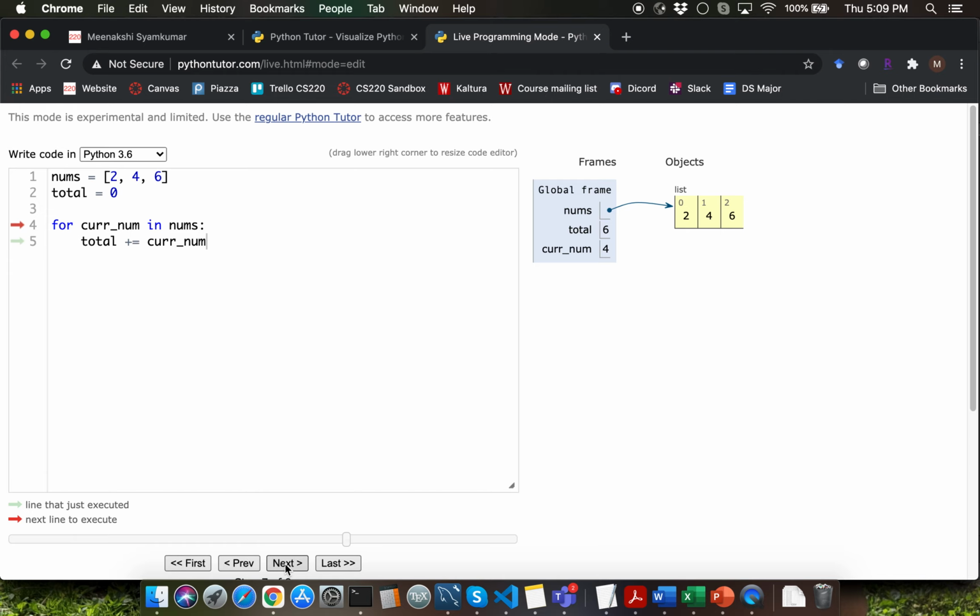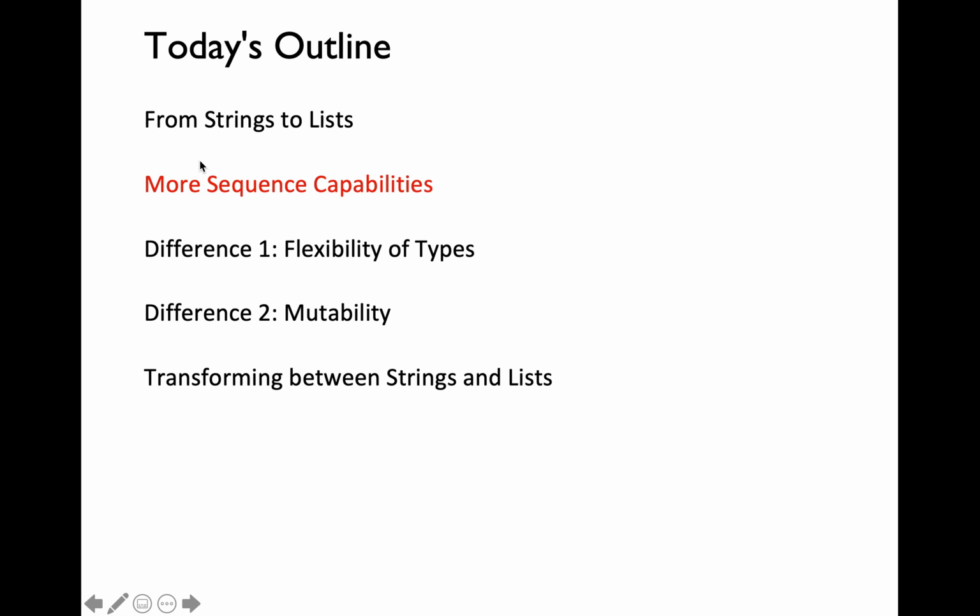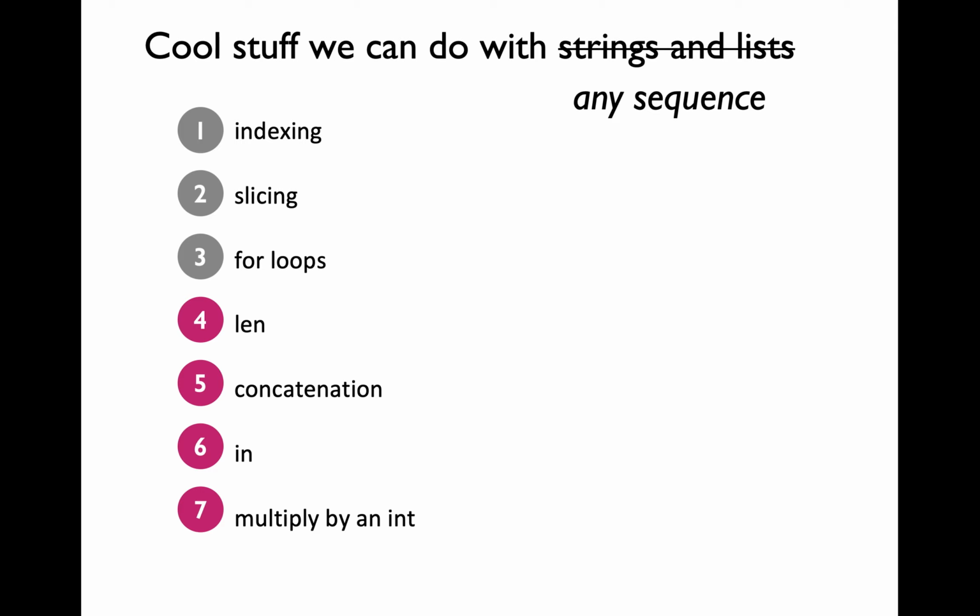The next iteration of the for loop is going to update cur_num to item 6. So total is now going to get updated to a value of 12. And observe that you will go back one more time to verify that there are no more numbers to retrieve from the sequence of items here, which is represented using the list. Let me switch back to the slide deck, and we are going to talk about other sequence capabilities.